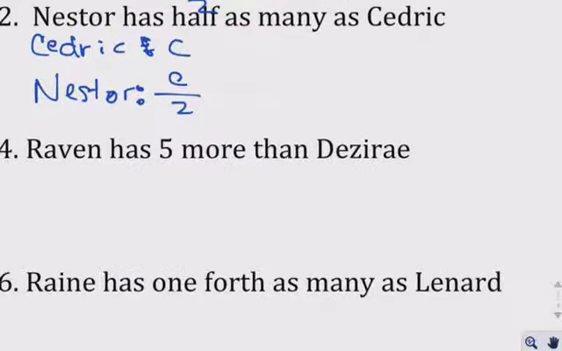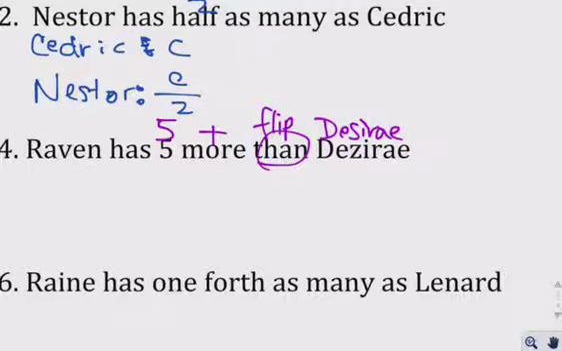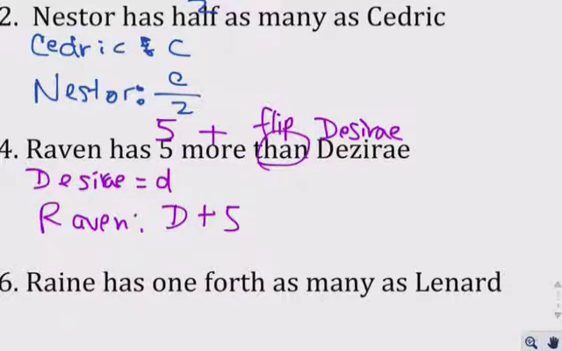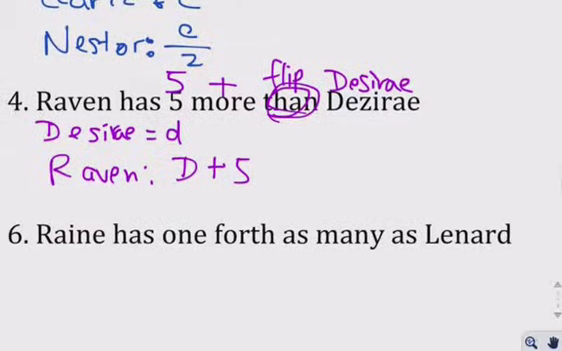Like that. Raven has 5 more than Desiree. So we don't want to write Desiree every time, so it's 5 plus, we flip, so we let people know that Desiree is the letter D. So Raven then is D plus 5, because we flip because of this word than. Desiree plus 5.